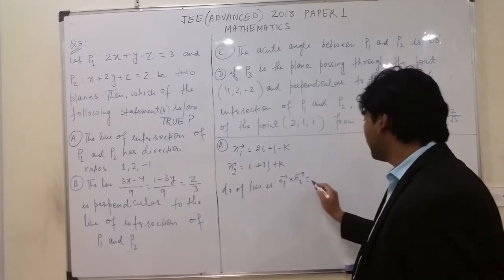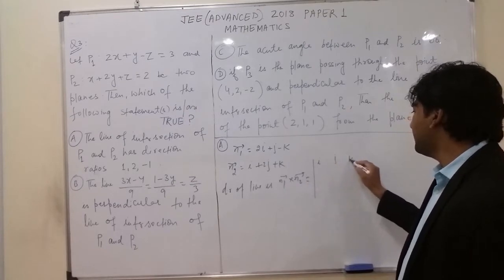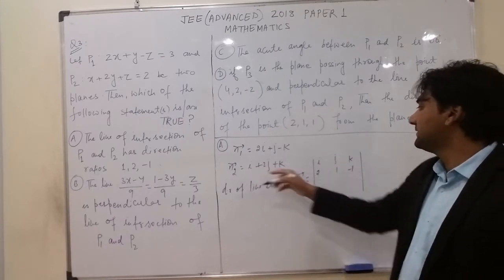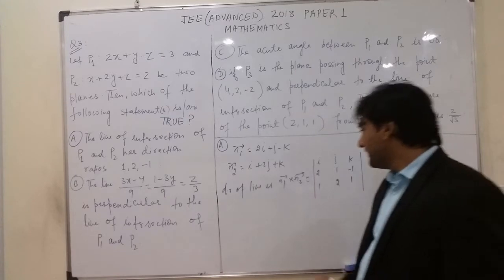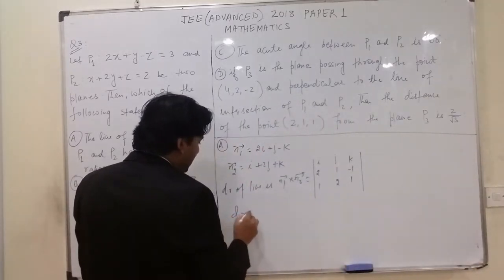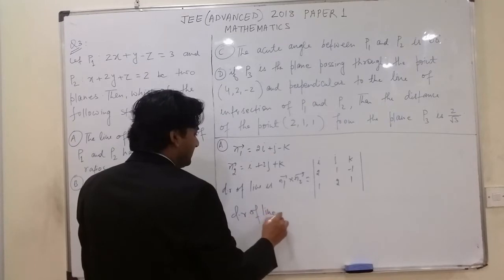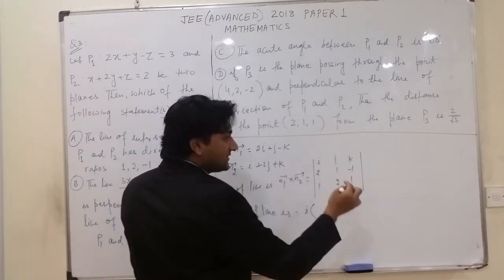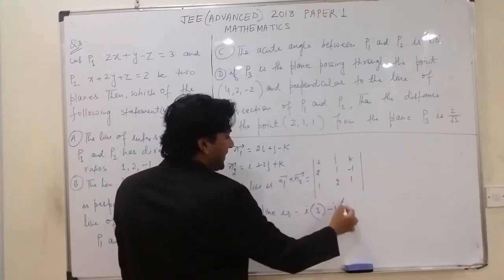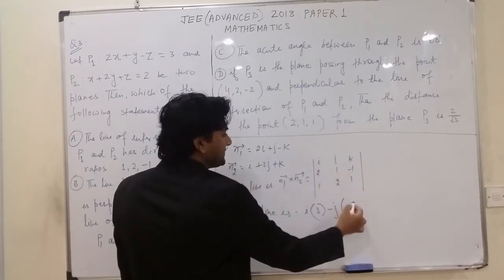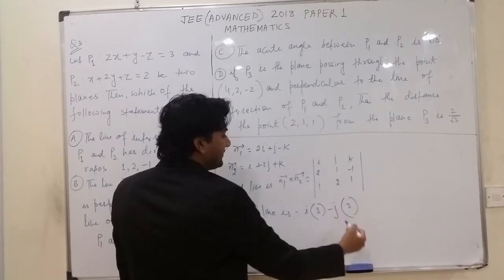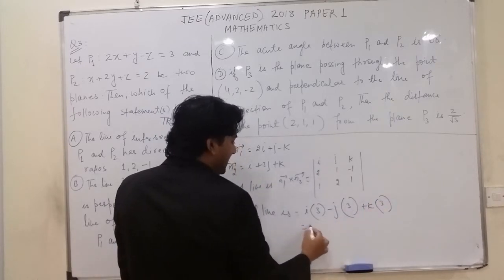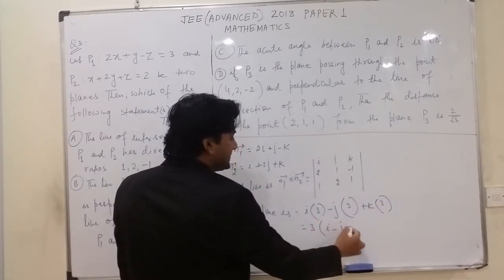Okay, so here we can find, this is i, j, k, this is 2, 1, minus 1, this is 1, 2, 1. So dr of line is, this is i, this is 1 times 1 is 1 plus 2, that is 3, minus j, this is 2 and again plus 1, that is again 3, and then this is k, this is 4 minus 1, again 3. So we can take 3 common, and then we will have i minus j plus k.